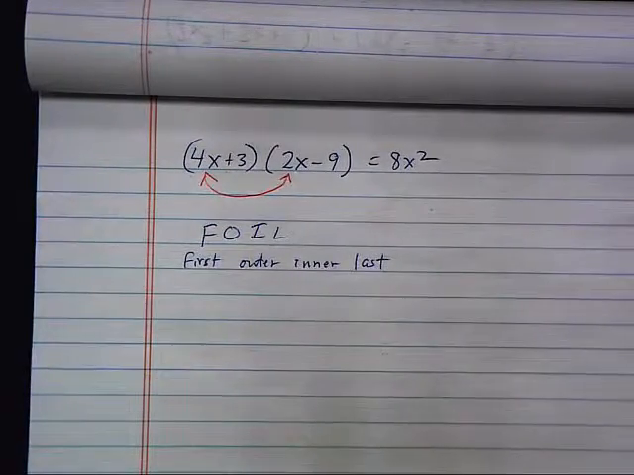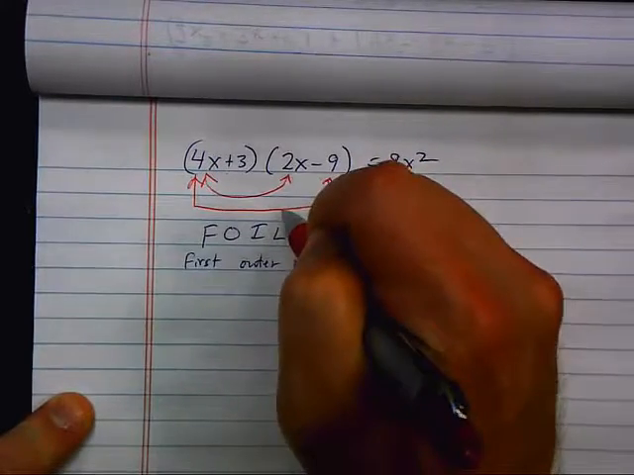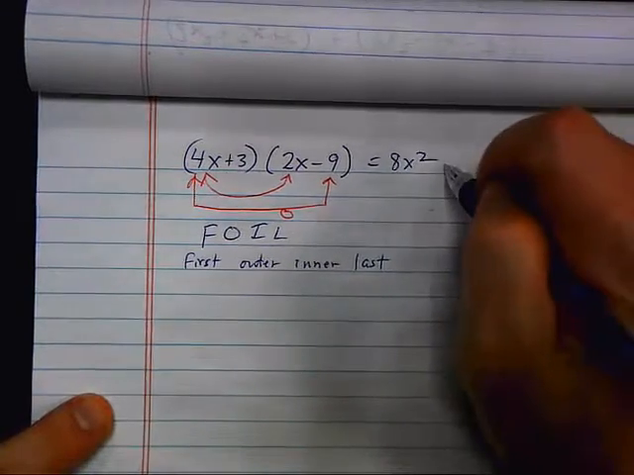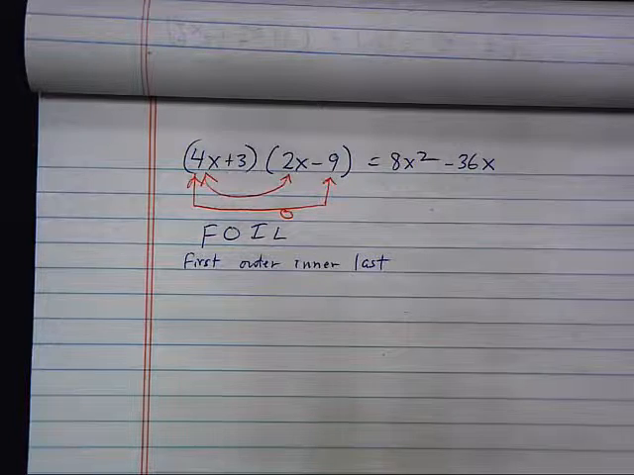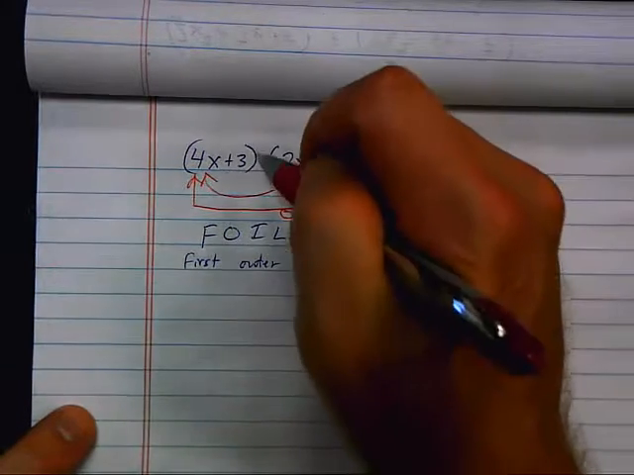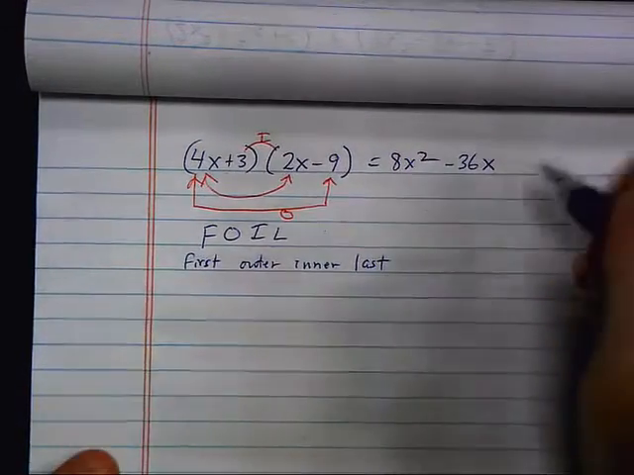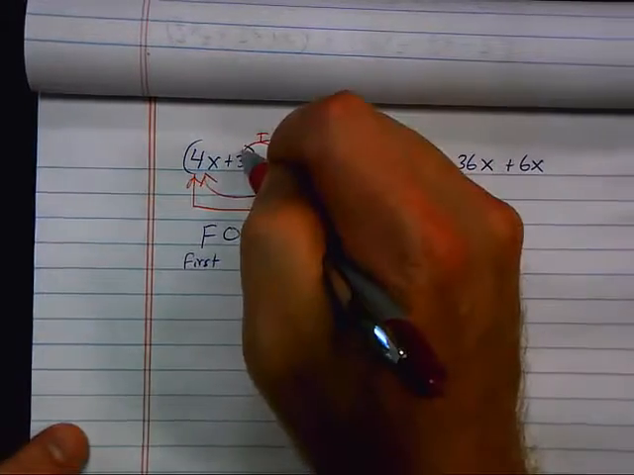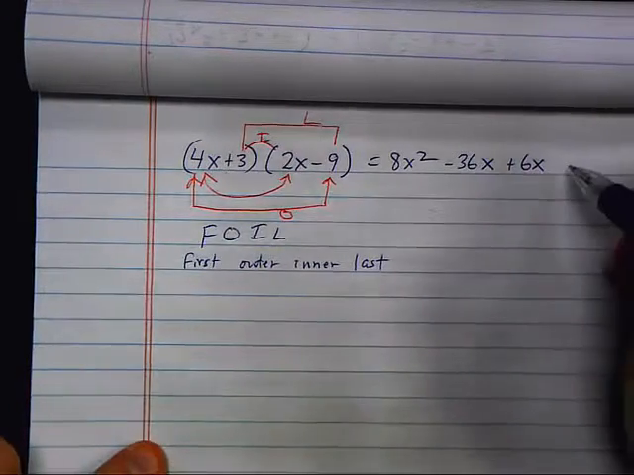What does O stand for? What are the outer things? The 4x and the minus 9. That's the O. What's 4x times minus 9? Negative 36x. I stands for inner. What are the inner things? There's a 3 and the 2x, which makes 6x. And finally, last is the 3 and the negative 9. 3 times negative 9 is negative 27.